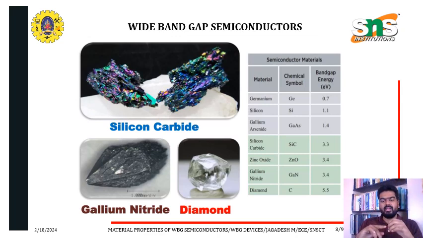These are silicon carbide, zinc oxide, gallium nitride, and diamond. Their chemical symbols are SiC for silicon carbide, ZnO for zinc oxide, GaN for gallium nitride, and C for diamond. Silicon carbide has 3.3 electron volts, zinc oxide 3.4, gallium nitride 3.4, and diamond has a band gap of 5.5 electron volts. So these are the corresponding electron volts and chemical symbols for the various wide band gap semiconductors.